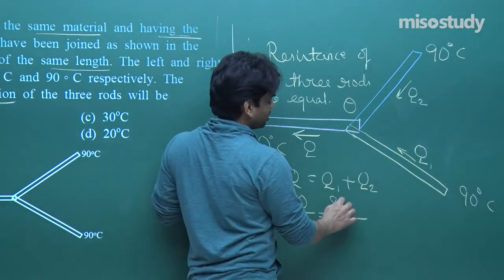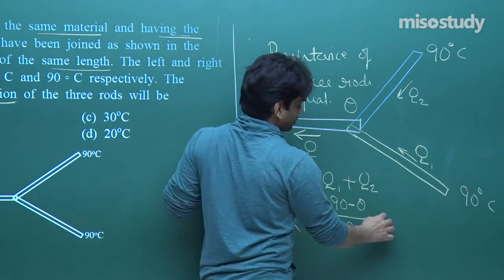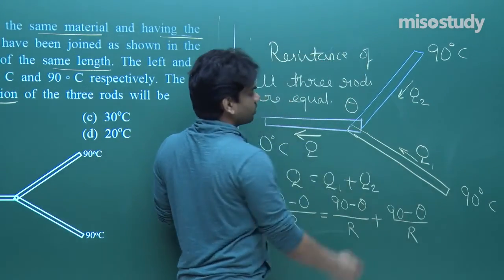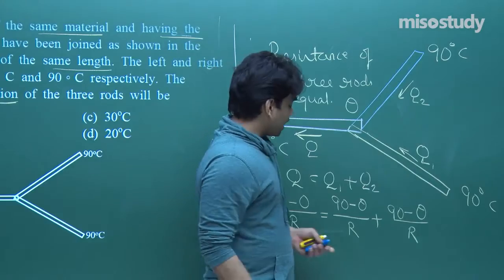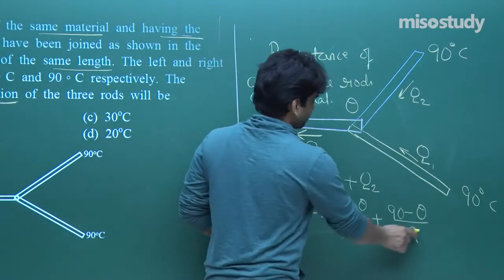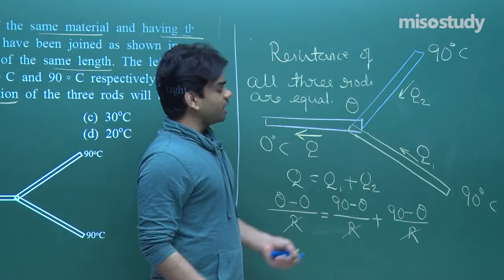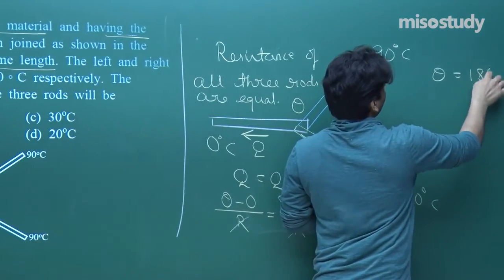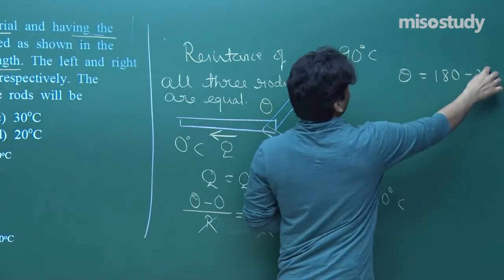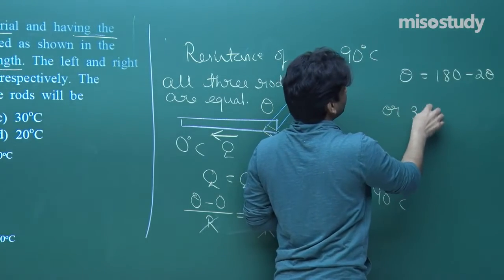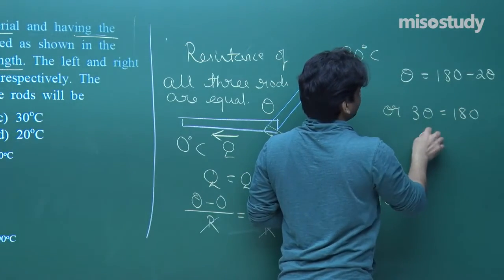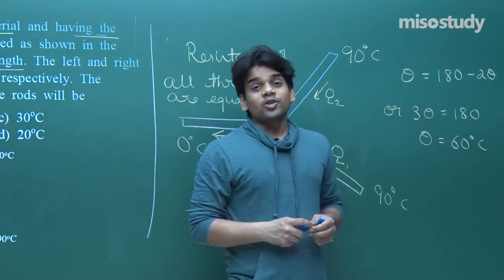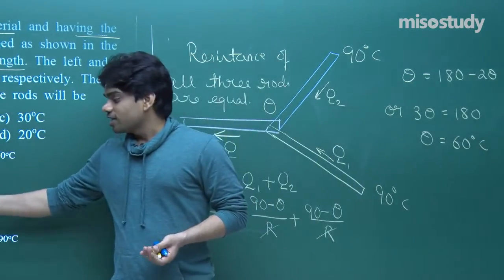Q1 can be written as 90 minus theta over R, plus 90 minus theta over R for the other. Q1 and Q2 we have written this way. Clearly you can see that R and R will be cancelled out. Theta will come out to be 180 minus 2 theta. So we can write theta is equal to 180 minus 2 theta, or 3 theta will be equal to 180, theta will come out to be 60 degrees Celsius. That means the temperature of the junction is 60 degrees Celsius.